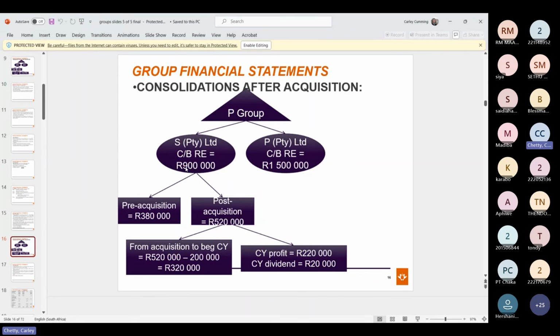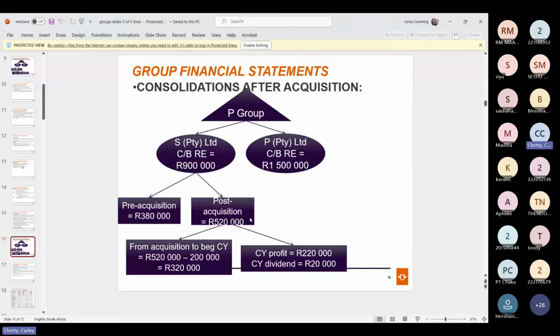And then we need to work out what the post-acquisition profits are. We can work that out by saying 900,000, which is the closing balance of retained earnings, minus the pre-acquisition profits, which is 380,000. That will give us post-acquisition profits of 520,000. But remember that the subsidiary wasn't bought in the current year. So the post-acquisition profits then need to be split into the current period profits and the portion that was made after acquisition to the beginning of the current year.